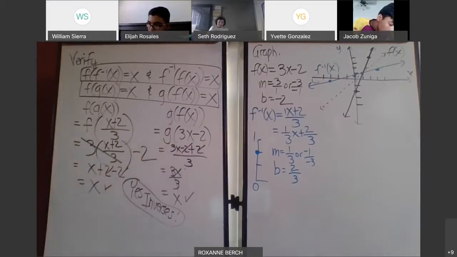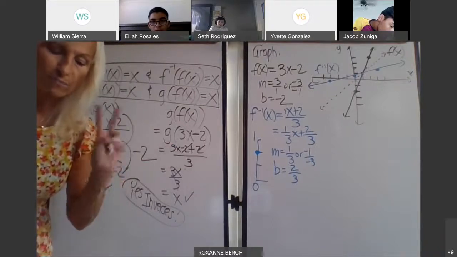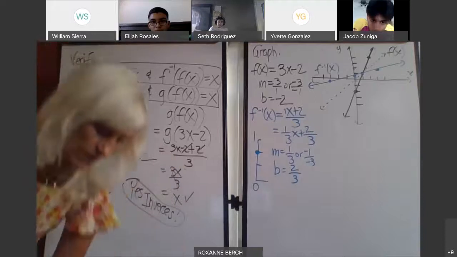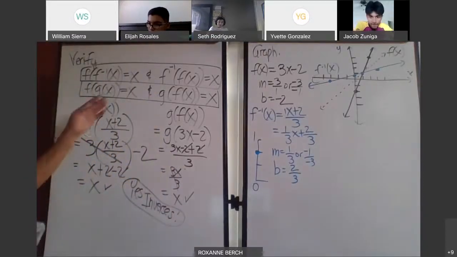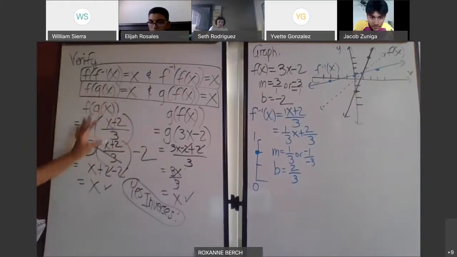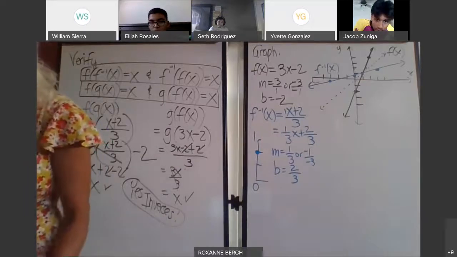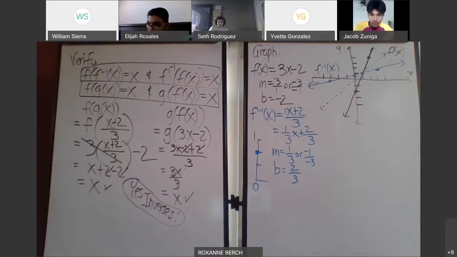So that's what you're going to be required to do. You're going to be required to find the inverse, graph both, and justify, verify, or prove that they are inverses. And you prove them by showing these two compositions to be equal to x. I'm only going to work one more problem with these, so if you have questions, ask me.